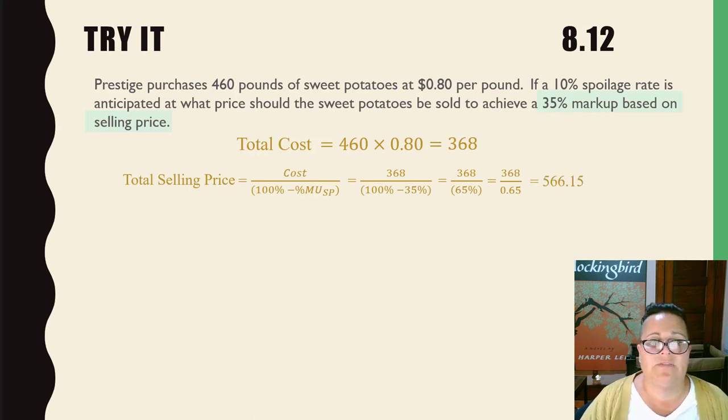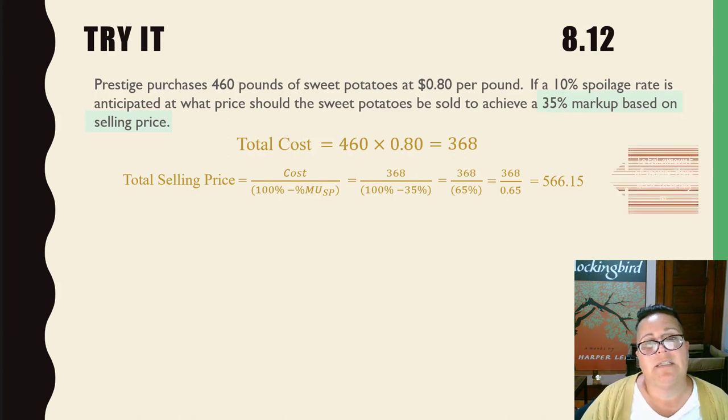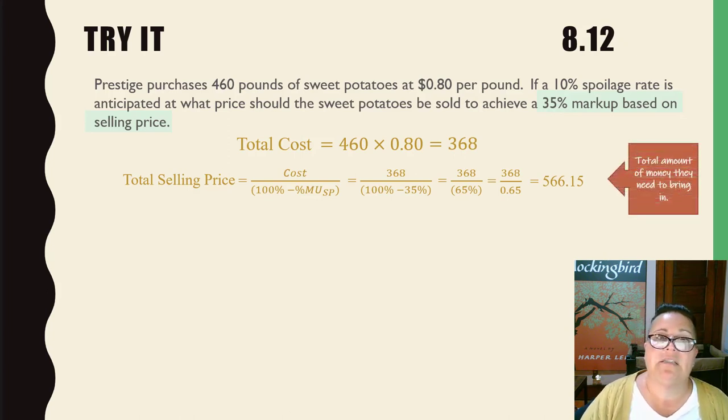368 divided by 0.65 is $566.15. This is the amount of money that they expect to bring in from all of their sweet potatoes, in order to cover the cost of their sweet potatoes and any markup. They expect to bring in $566.15. The problem is they won't have 460 pounds.